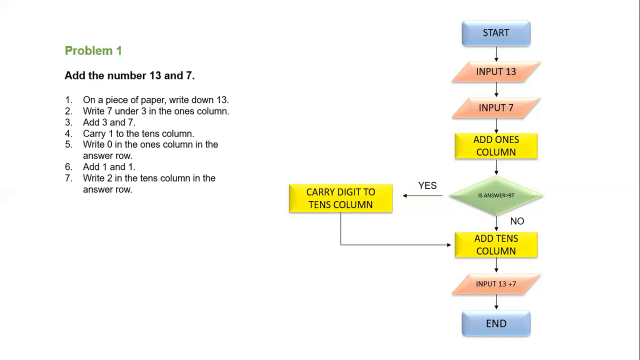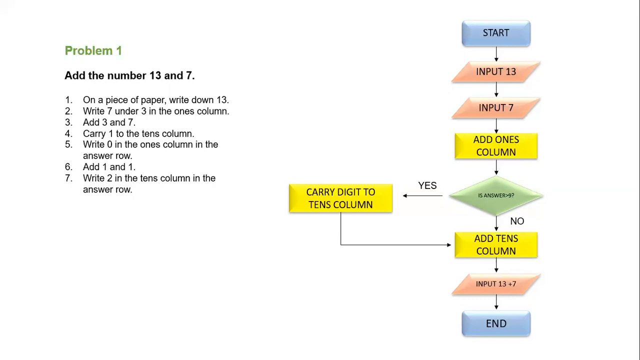So what does it do? Yes. Yes means the answer is greater than 9. So it's going on the yes track, and it's taking it again to the processing stage, which is carry digit to the tens column. Yes, if the answer is greater than 9, it will be going on the next track, which is carry digit to the tens column.